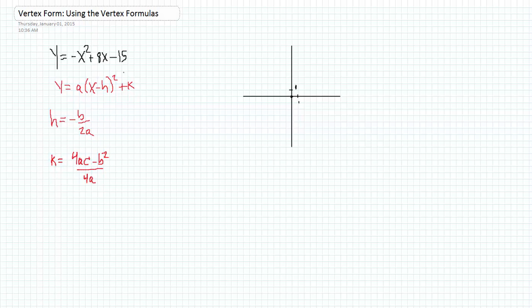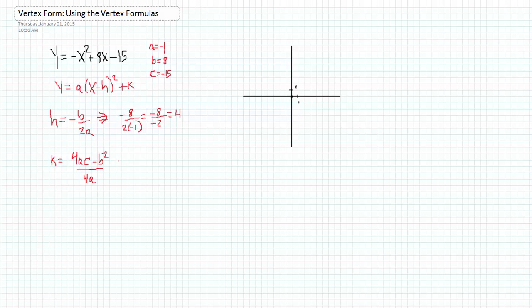Now, if I look at this expression, I know that a is equal to negative 1, b is equal to positive 8, and c is equal to negative 15. Right, so over here, what will be the h-coordinate of my vertex? So it would be negative 8 divided by 2 times negative 1. So that would be negative 8 divided by negative 2, which is going to be positive 4.